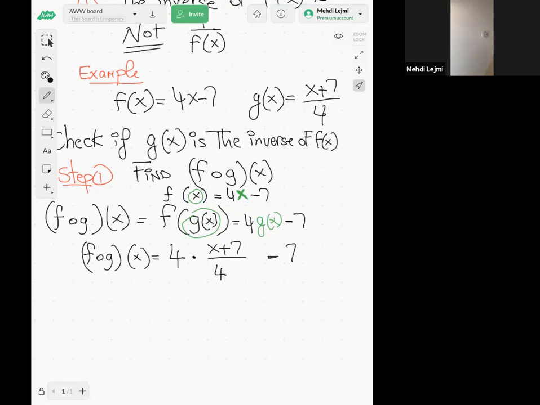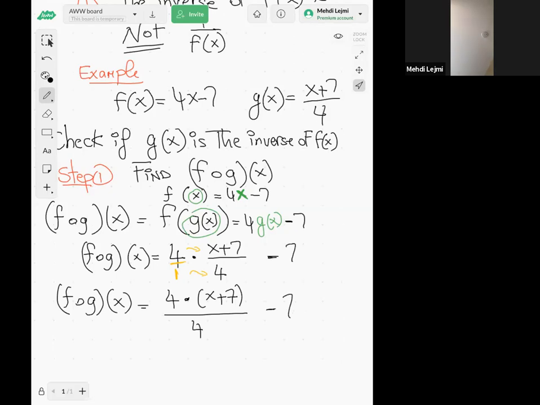First we have this whole number 4 times this fraction (x + 7)/4. My advice is to make this 4 look like a fraction, so just divide by 1. So 4 over 1 is 4, right? Now it's a fraction, and you can multiply straight across. So that would be f composed with g. It's 4 times (x + 7), and in the denominator we have 1 times 4, so it's 4, and then there's the minus 7.